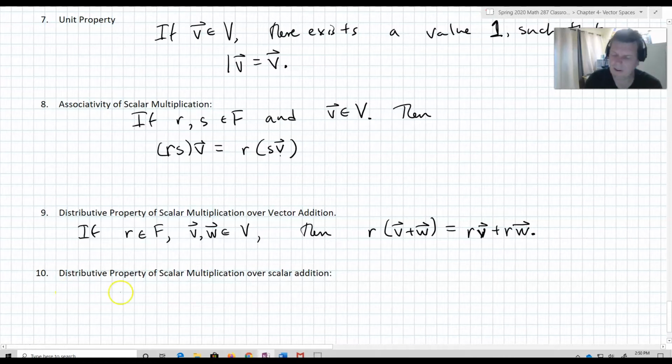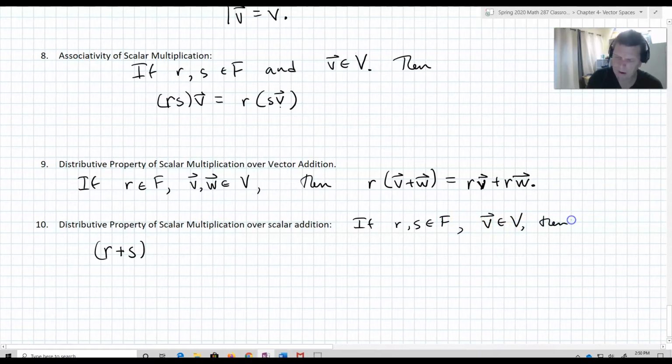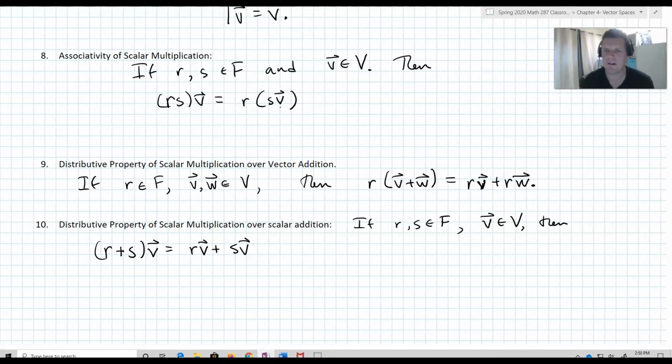There we are. And then finally, the distributive property of scalar multiplication over scalar addition. If r and s are part of our field and v belongs to the vector space V, then (r plus s)v, when we add scalars and multiply them by v, is the same thing as saying rv plus sv. Basically, it's the same as multiplying by the scalar first and then adding. Okay, and that's the distributive property over scalar addition.